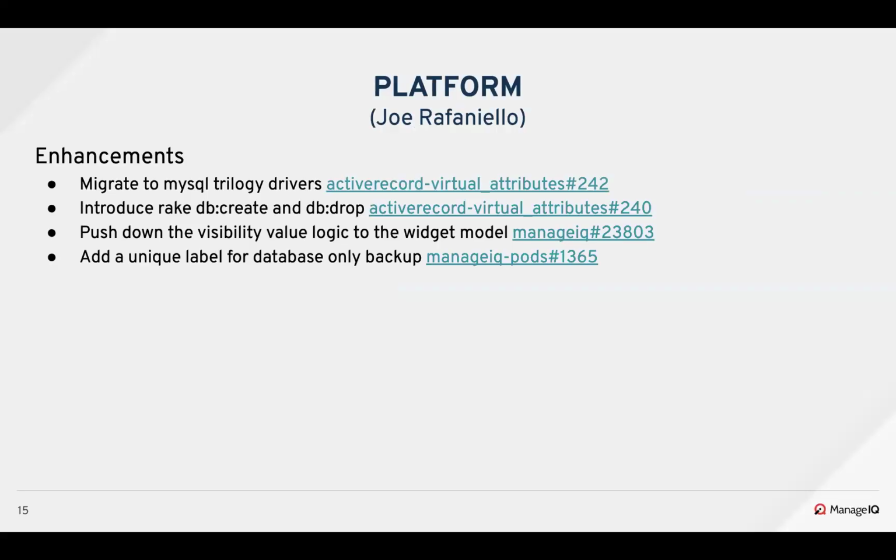Thanks, Adam. For platform enhancements and improvements this sprint, Keenan migrated to MySQL Trilogy drivers in virtual attributes. He also introduced the rake tasks db create and db drop into virtual attributes. I pushed down the logic for retrieving the visibility values to the widget model in core. And Brandon added a unique label for database-only backups in ManageIQ pods. Next slide.